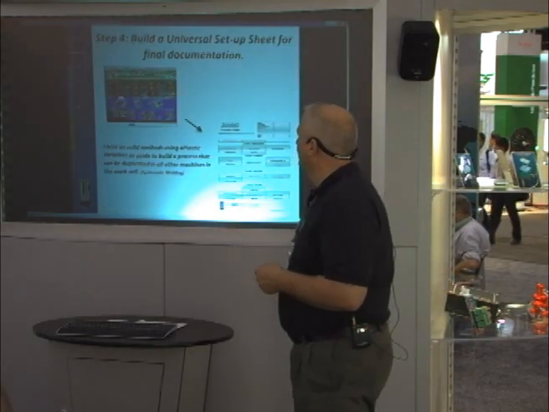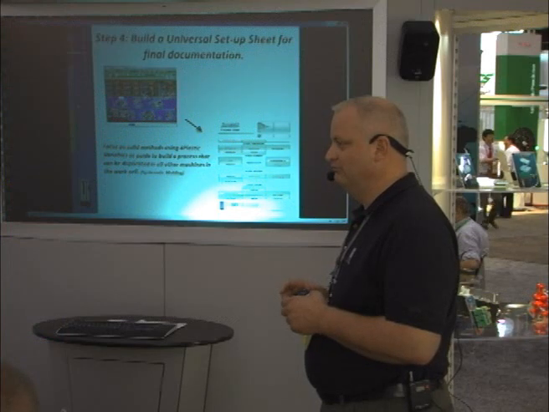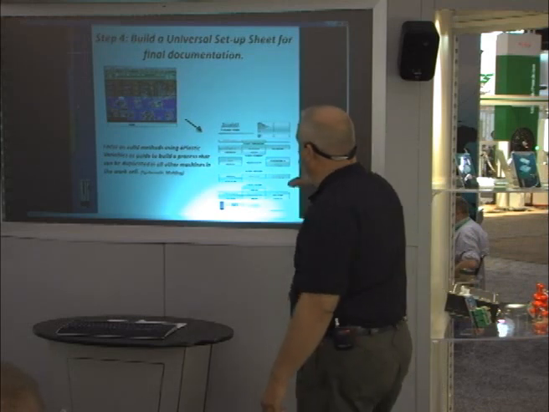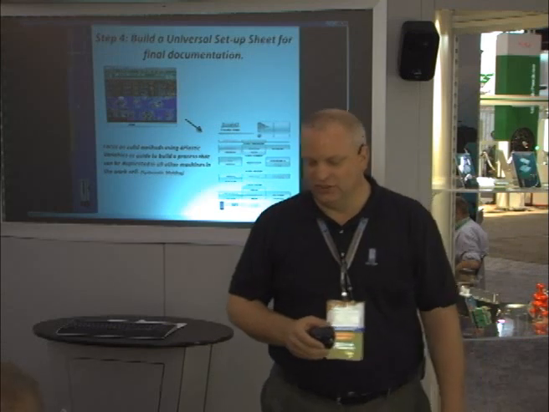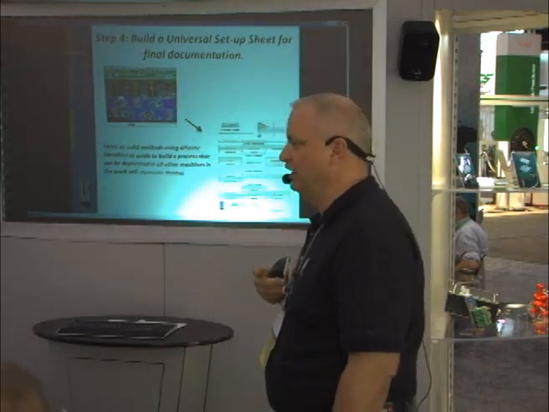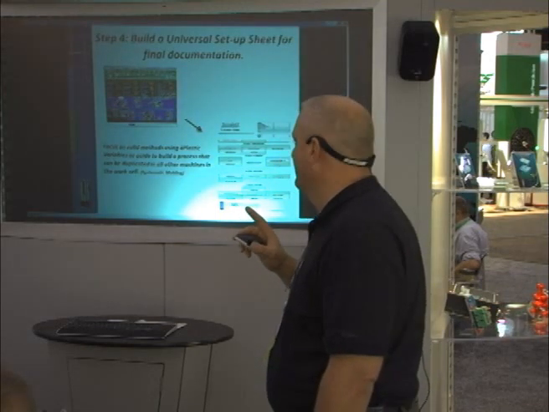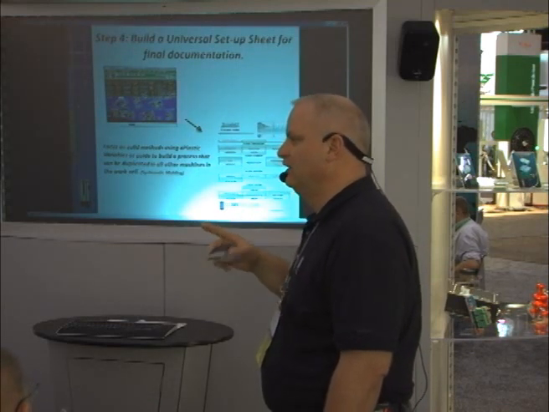Okay. The fourth step is build a universal setup sheet for final documentation. That universal setup sheet that you're going to build, you're actually going to take that off the machine controller, and those other 4 machines that we talked about running in, now I'm going to convert those setups into plastic parameters. And those 4 plastics variables, I'm going to use those as a guide to lead me into processing in each of those other machines. Now, keep in mind, I've cut a process off of a simulation. I've verified that process. Now I'm running within my windows.